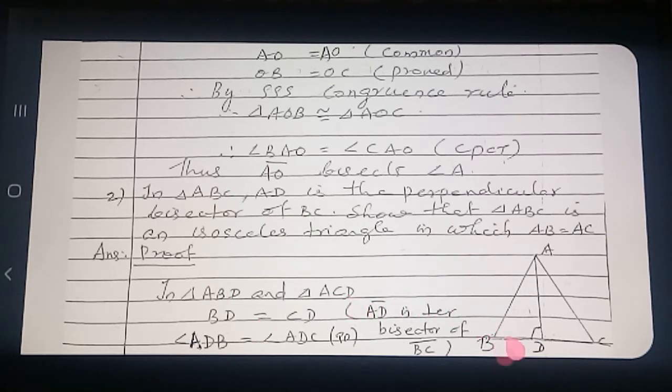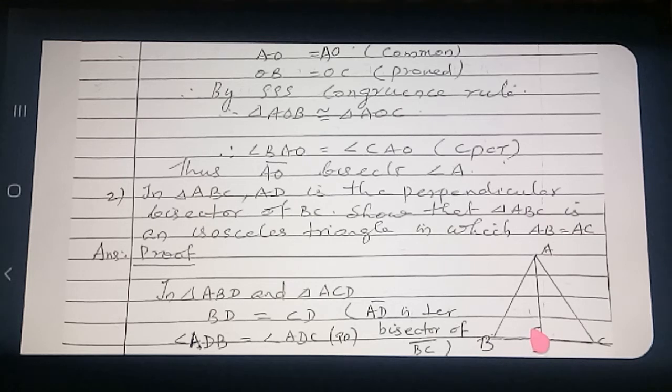I told you. What about BD and DC? Equal. BD is equal to CD. AD is the perpendicular bisector of line segment BC. I have written it here, the symbol, this is the perpendicular symbol. So BD is equal to CD. One point got.